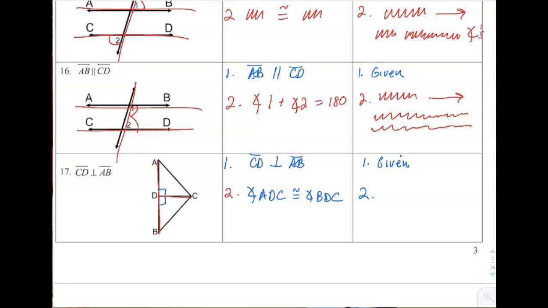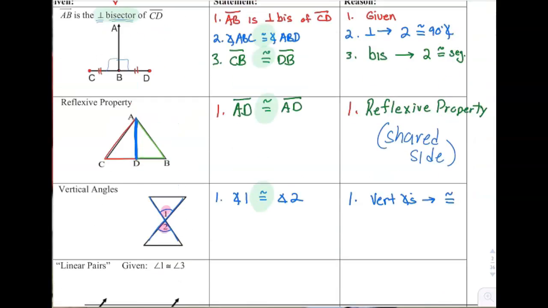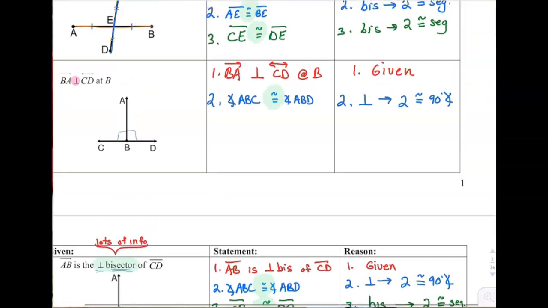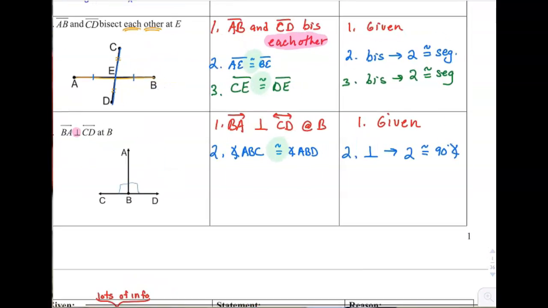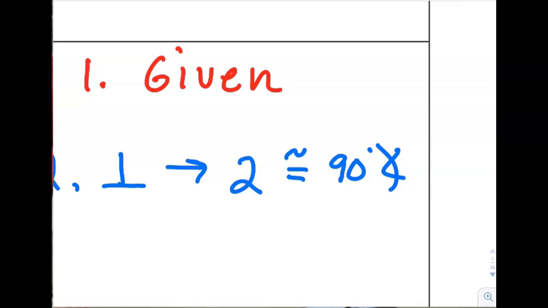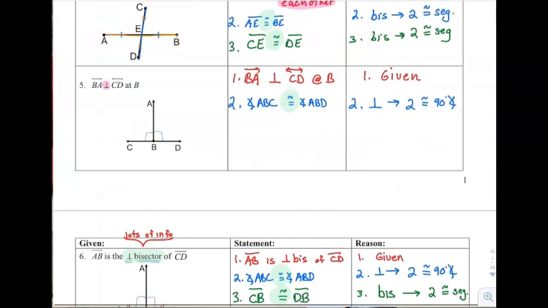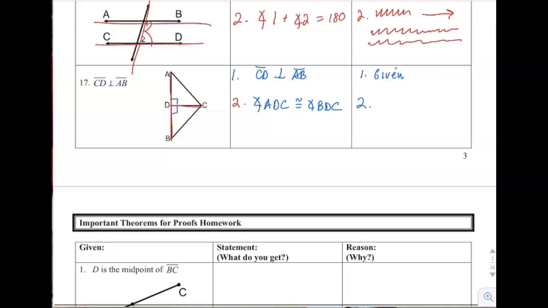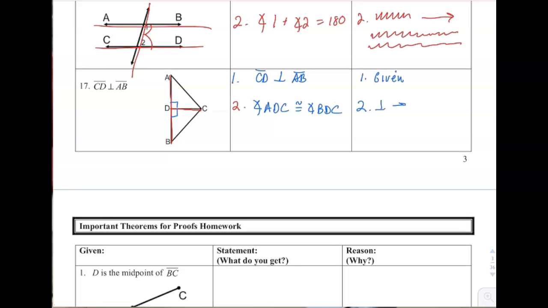because, let's look back at number 5 there: perpendicular leads to two congruent 90-degree angles. That's it. We'll take it from there tomorrow.